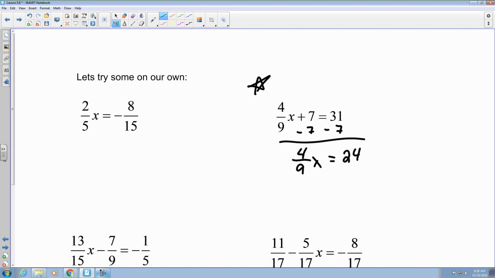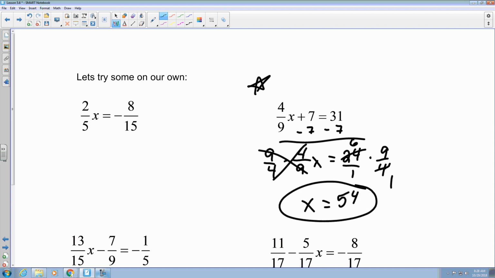And now I have a fraction here, so I'm going to multiply it by its reciprocal, which is 9 over 4. Cancel, cancel. X is going to equal, so I got 24 over 1 times 9 over 4. I know that 24 and 4 are both divisible by 4. So this turns into 1, this turns into 6, and 6 times 9 is 54. Okay.